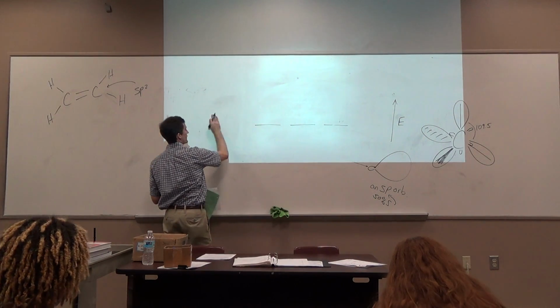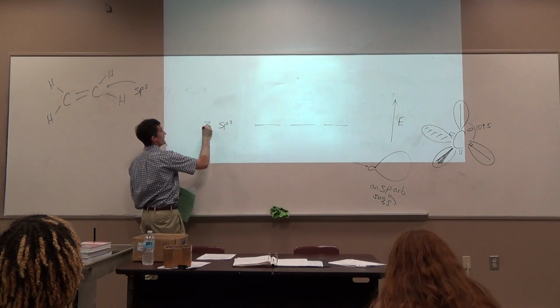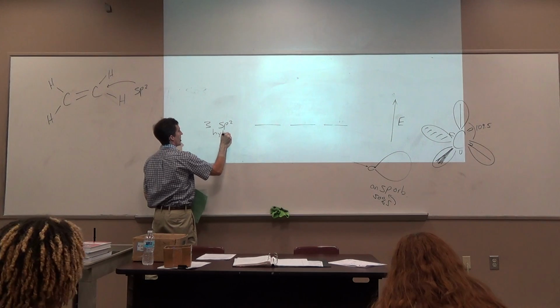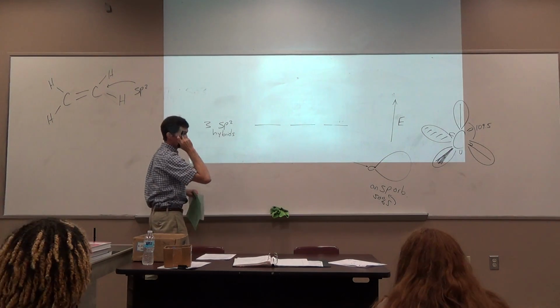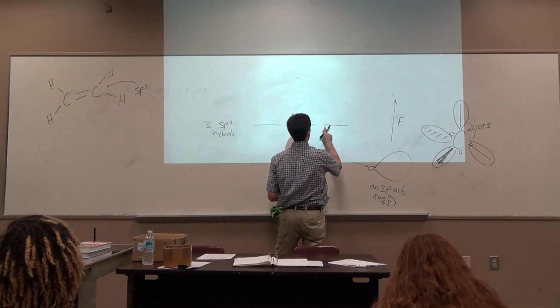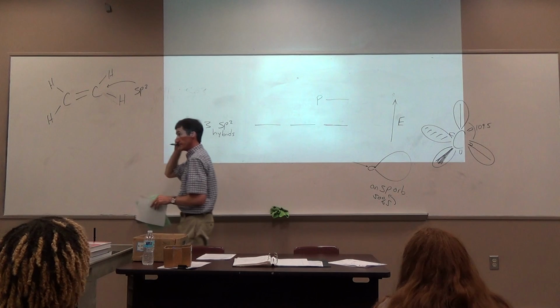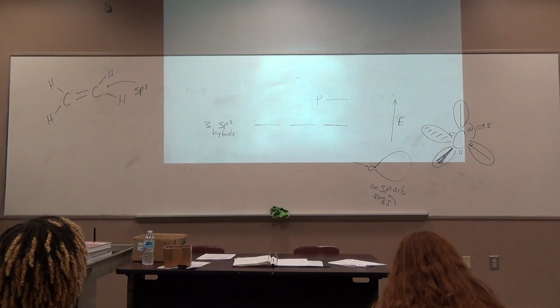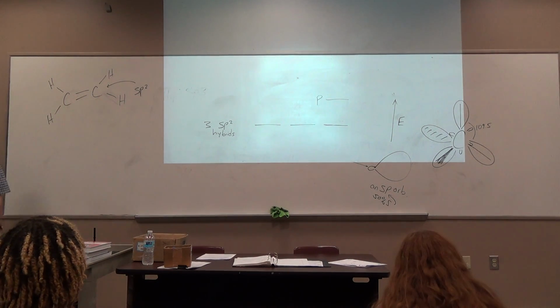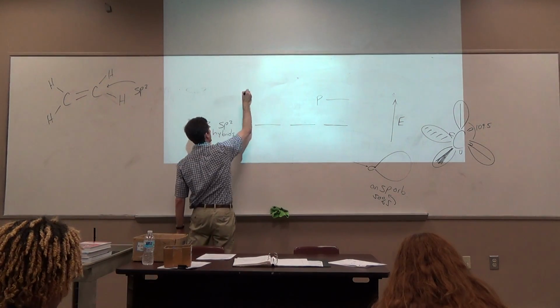So there we go. What do you want to call these? Yeah, 3 sp2 hybrids. What's left over? What did we not blend? P left over. Don't forget about what is not hybridized, what is not mixed or done anything. There we go. Energy. Okay.